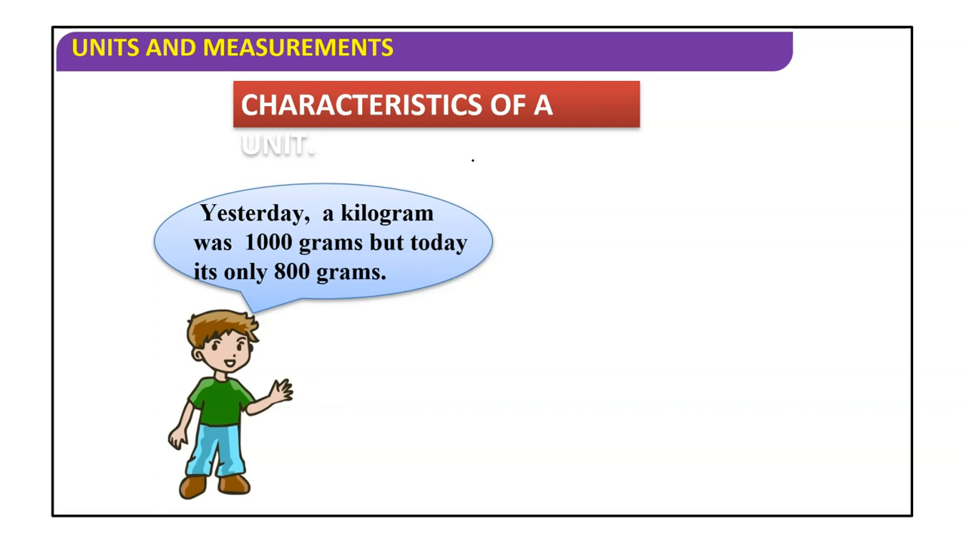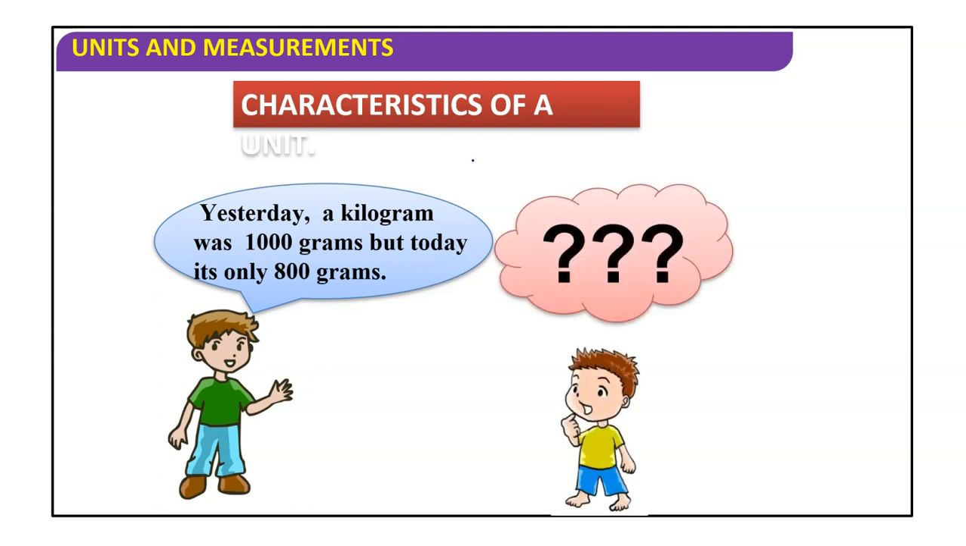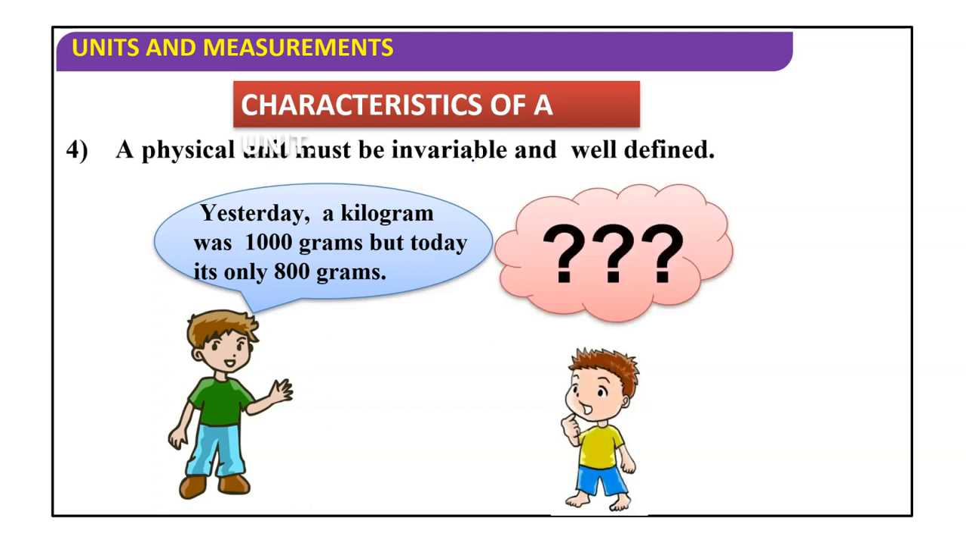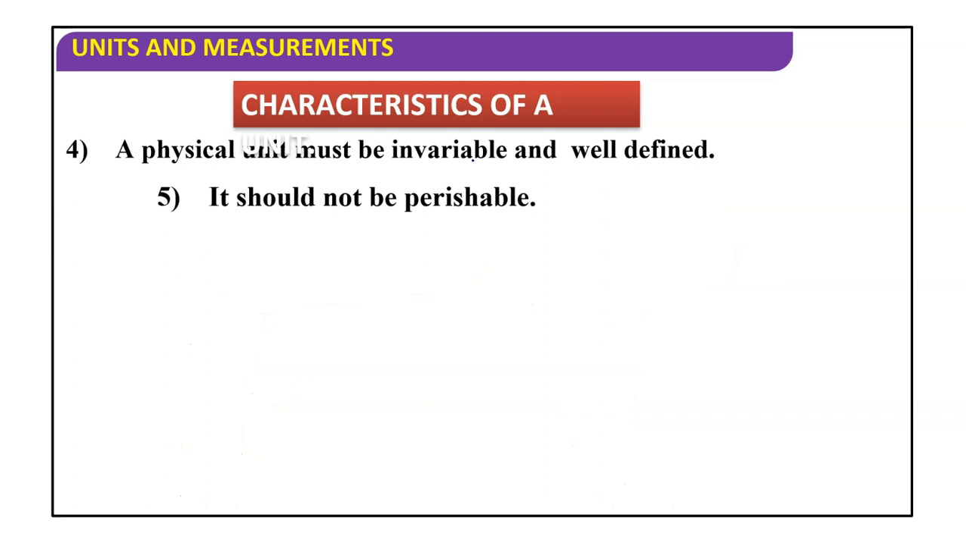Yesterday 1 kilogram was 1000 gram, but today it's only 800 gram. So a physical quantity must be invariable and well defined. If yesterday it was 1000 gram, today it should not be 100 gram. It should be proper and appropriate and not variable, which we call invariable. It should not be perishable.